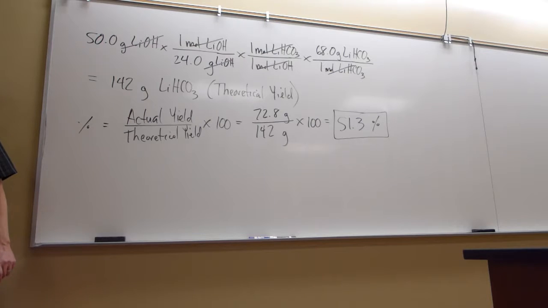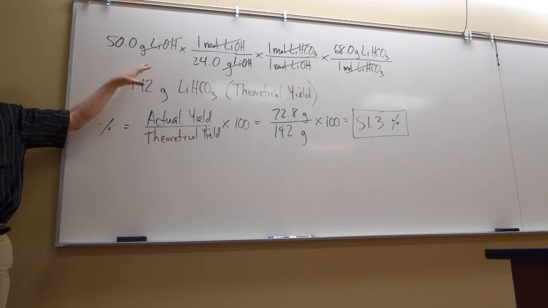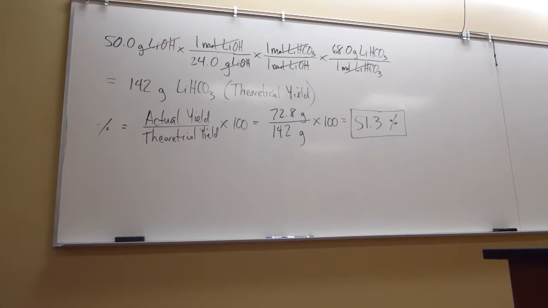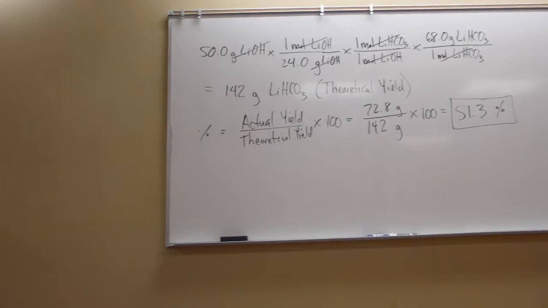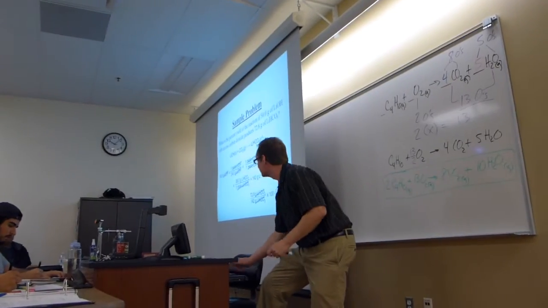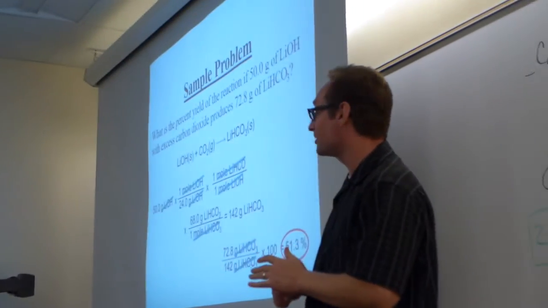But so this combines Meghan Trainor's simple stoichiometry with percent yield. I figured that'd be a nice review problem to show. Okay. Any questions on Meghan Trainor or simple stoichiometry problems?